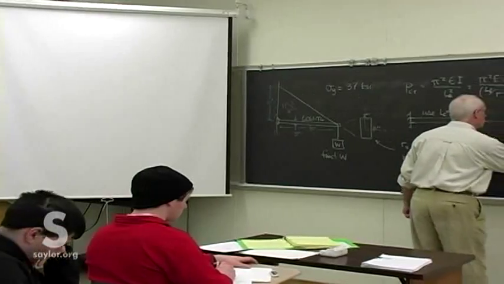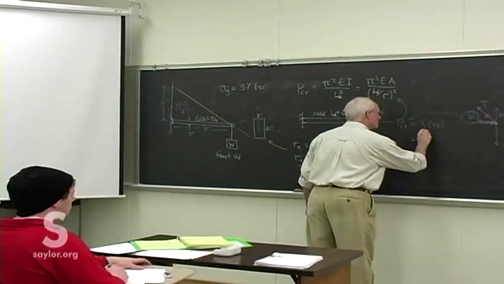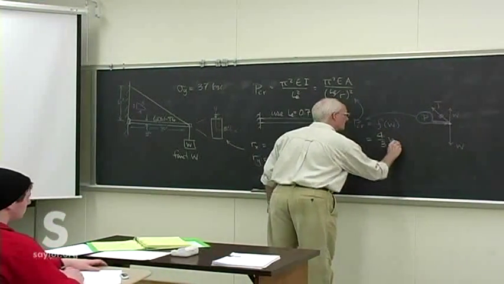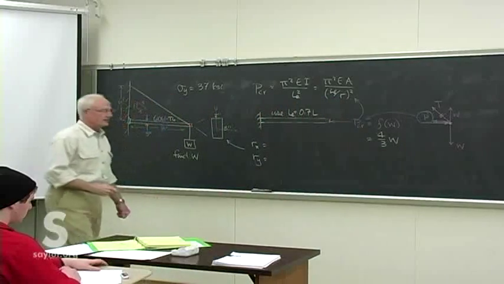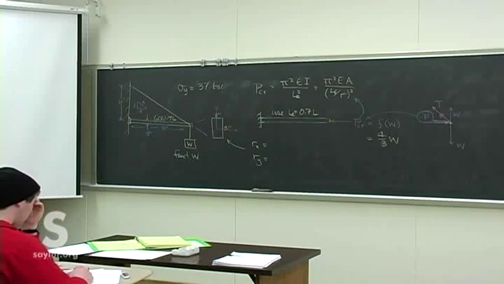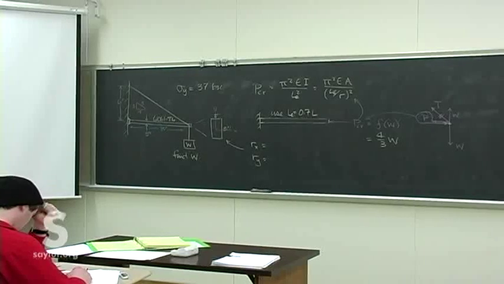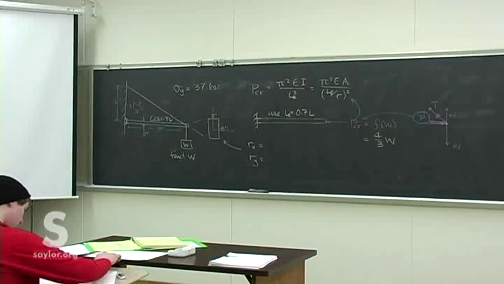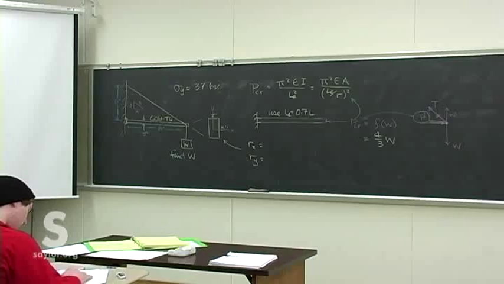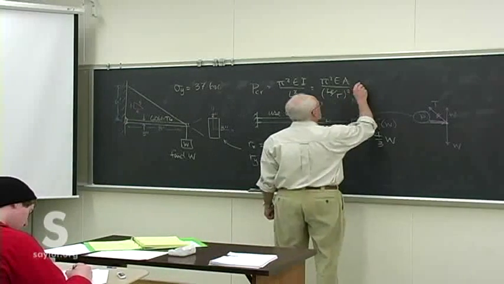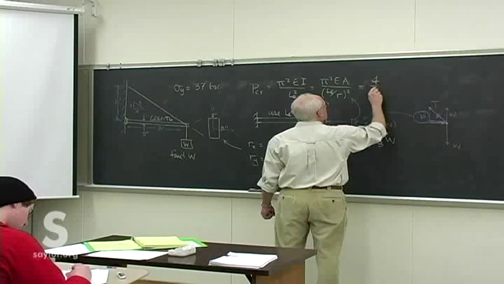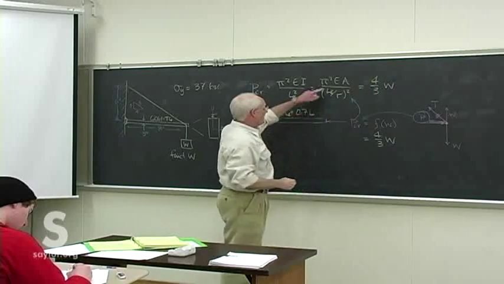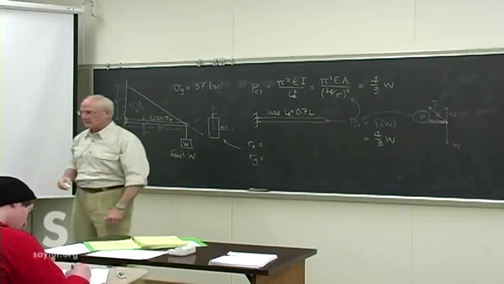Okay, we should have here that P equals 4/3 W, whatever W is, the force on the beam itself that we can treat as a column. 4/3 of that. And so now you put that up there. Everything's given except W.